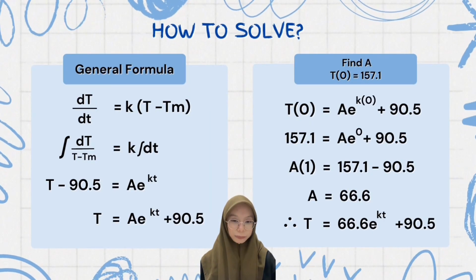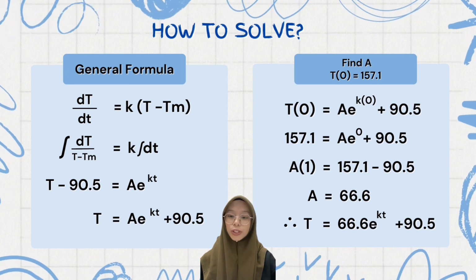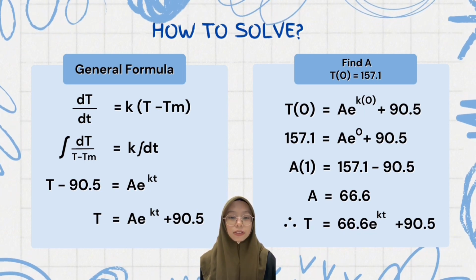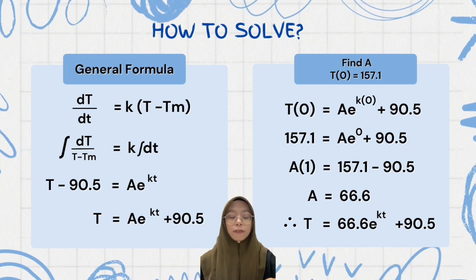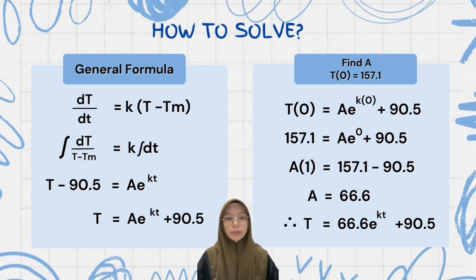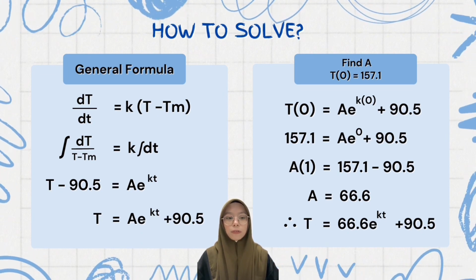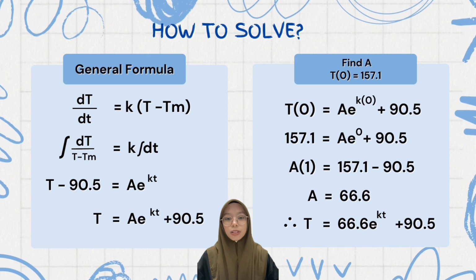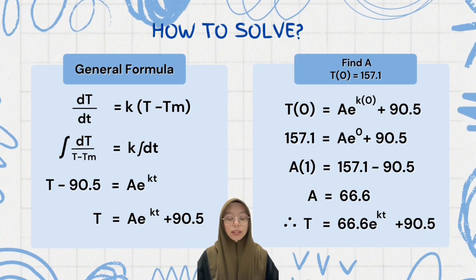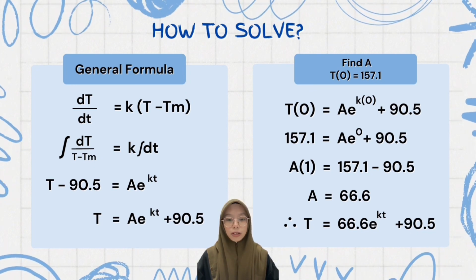How to solve? The information given, first we put it into the general formula. So we got T equal to A e to the power of kt plus 90.5. Then we can find A. First, we replace t as 0 value. So T(0) equal to A e to the power of k multiplied by 0 plus 90.5. Then T(0) is the same value as 157.1 equal to A e to the power of 0 plus 90.5.